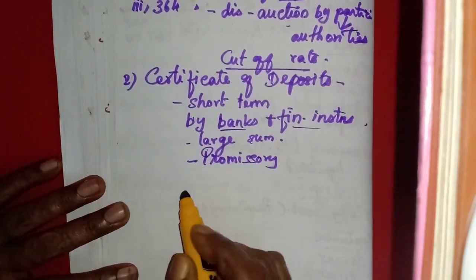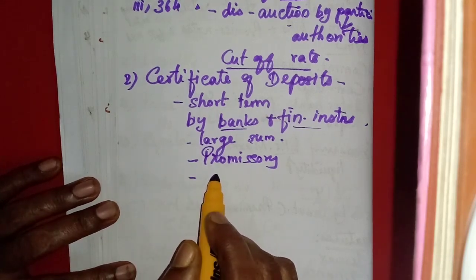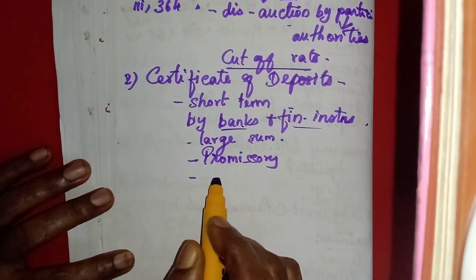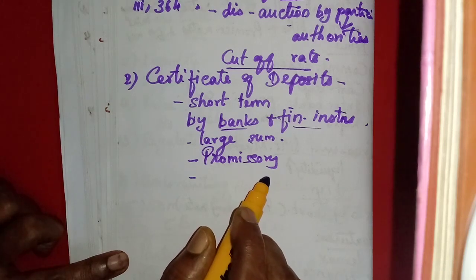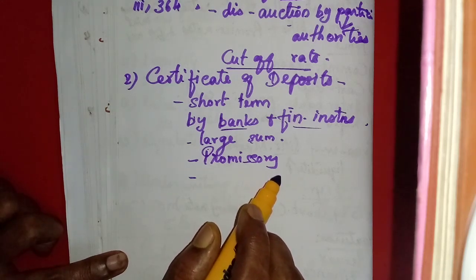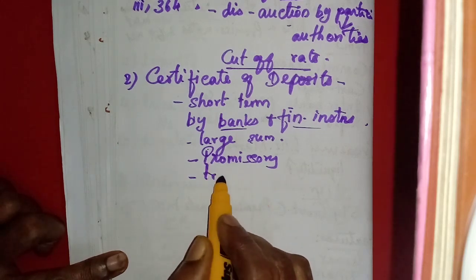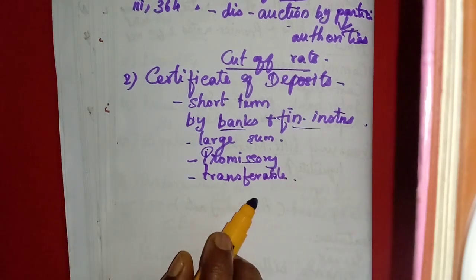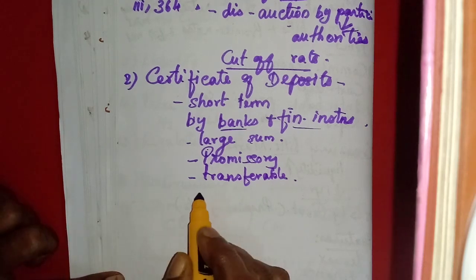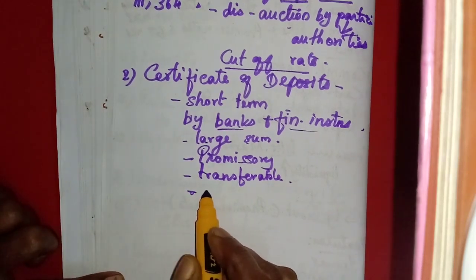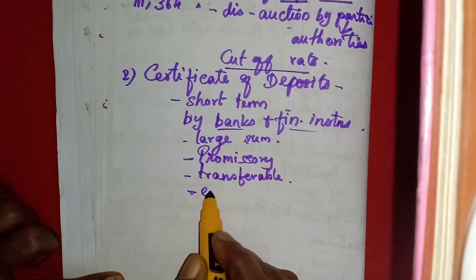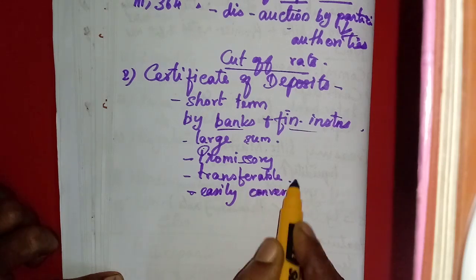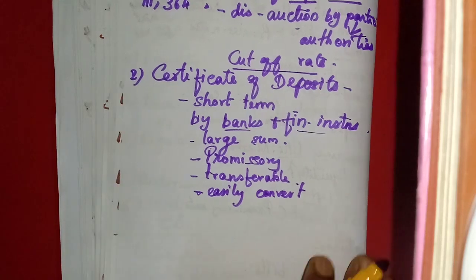Then this one is like a check. It can be negotiable. That means we can say it is a negotiable instrument because it can be transferable from one person to another. The ownership can be transferred from one person to another. And like the other instruments, this also has high liquidity, easily convertible into cash.